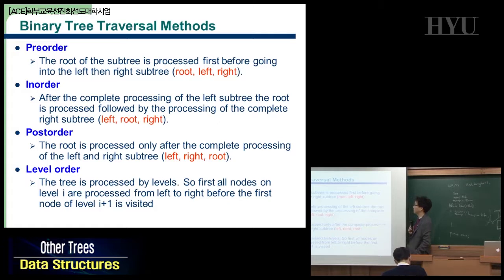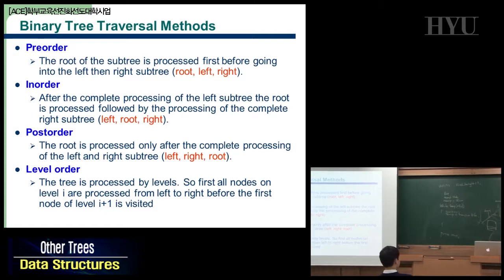In-order: after complete processing of the left subtree, the root is processed, followed by processing the complete right tree. Left first, root, and then right. Okay? Left, root, right. Post-order: the root is processed only after complete processing of left, right, and then root. Left, right, root. So three different ways of traversing the tree. The example is much simpler.